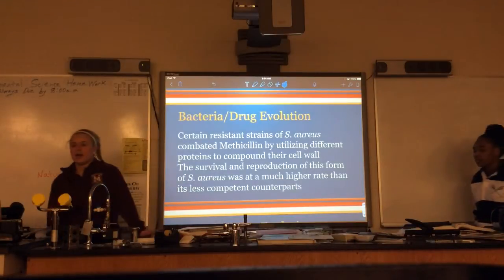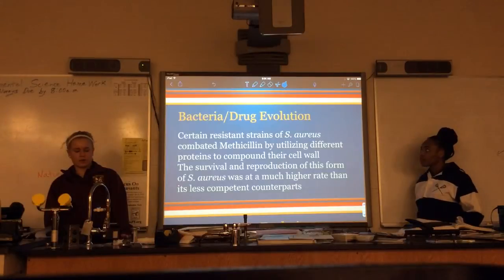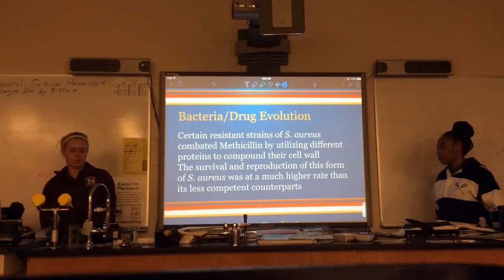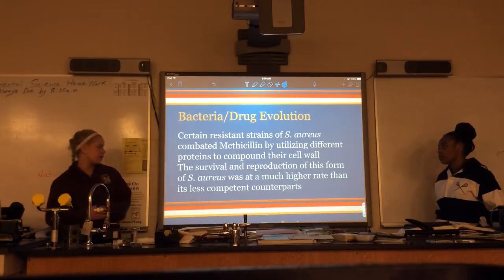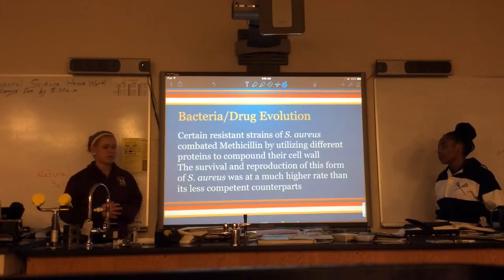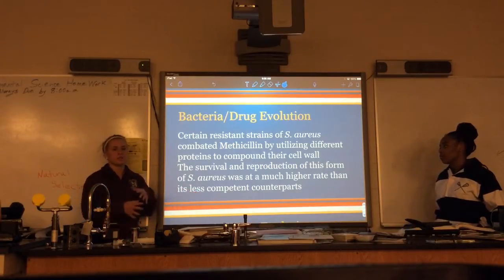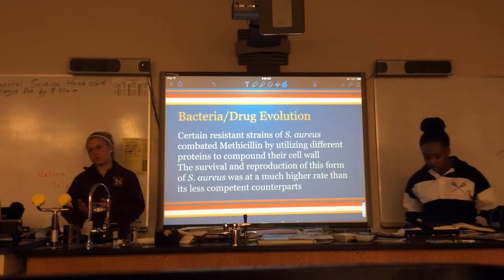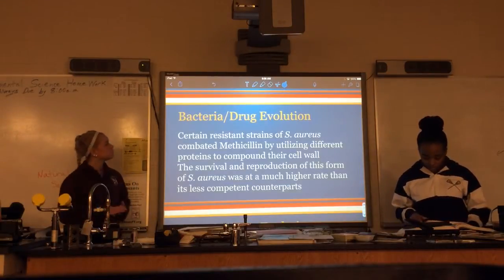So, as we've seen, there are resistant strains of Staphylococcus aureus that combated methicillin by utilizing different proteins to build their cell wall. And the survival and reproduction of this form of Staphylococcus was at a much higher rate than its less competent counterparts, meaning the ones who couldn't synthesize that protein to make up for the methicillin's disabling of their primary protein, died out because they had no way to reproduce and survive.